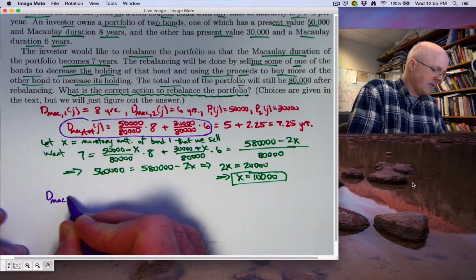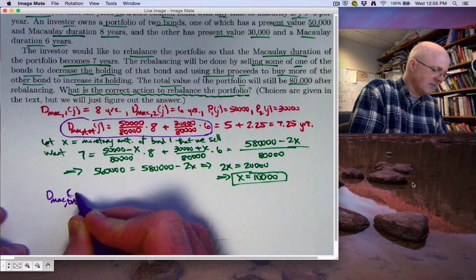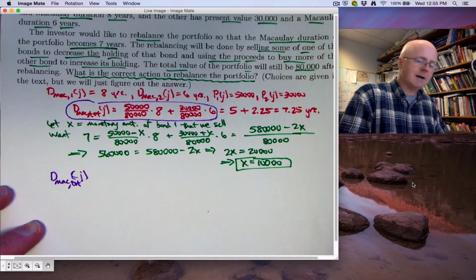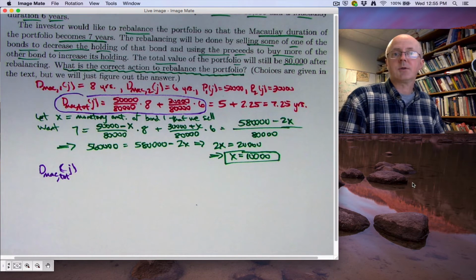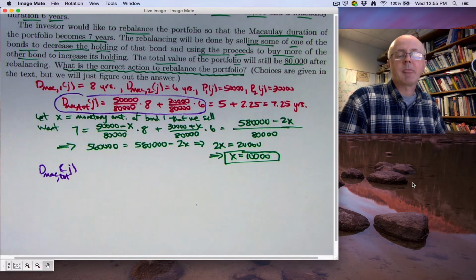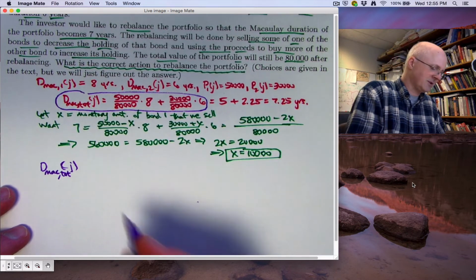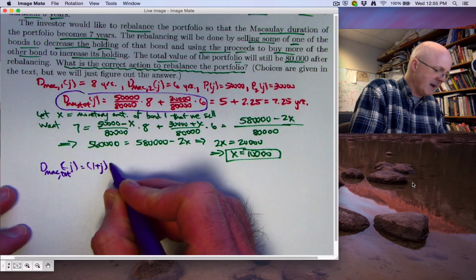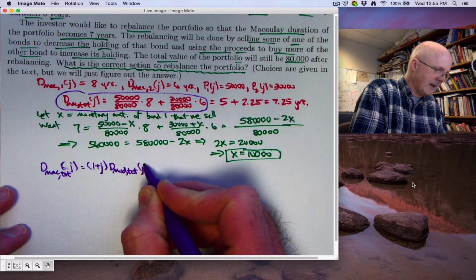So the Macaulay duration, D mac, for total, of j is, well, we've talked about this before. We know the modified duration is the Macaulay duration divided by 1 plus j. Therefore, the Macaulay duration would be the modified duration times 1 plus j. This is 1 plus j times the modified duration in total as a function of j.